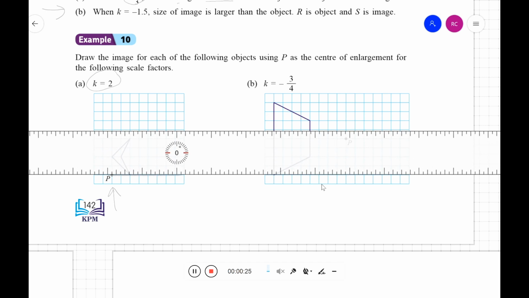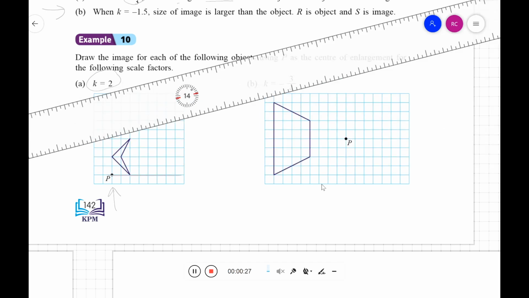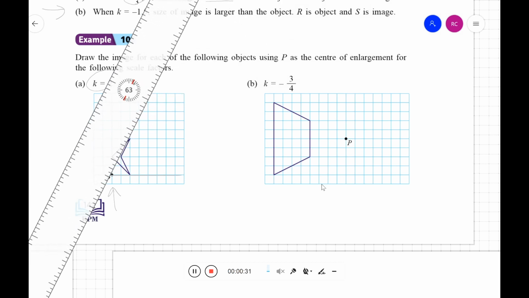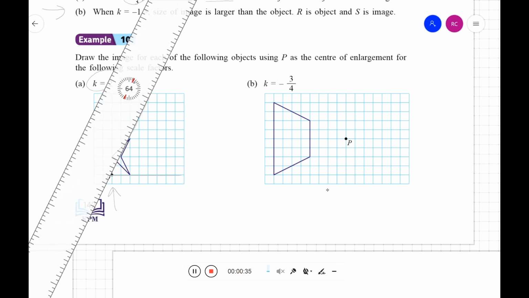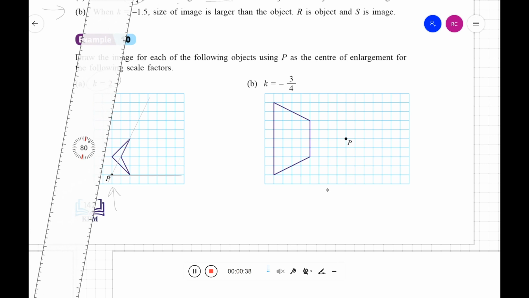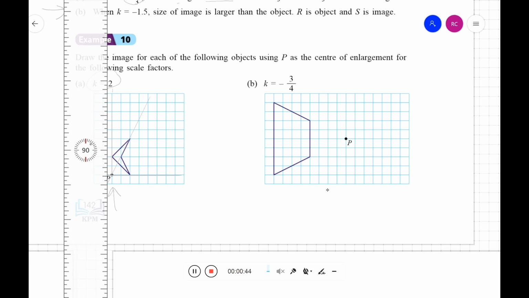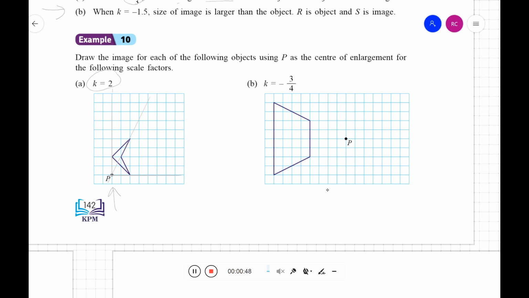So I draw the first line here. This is the first vertex, followed by the second. The second is this one here. The next one is this one here. Okay, so we have all the lines already. Actually, you have to draw using dotted lines.